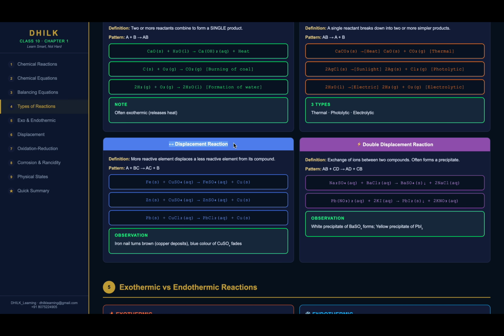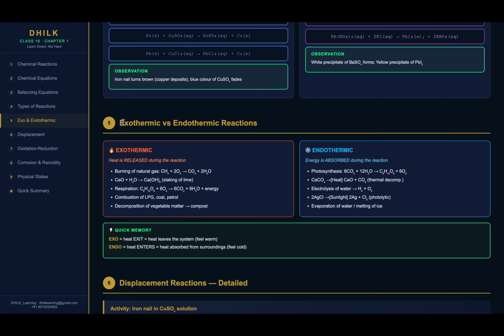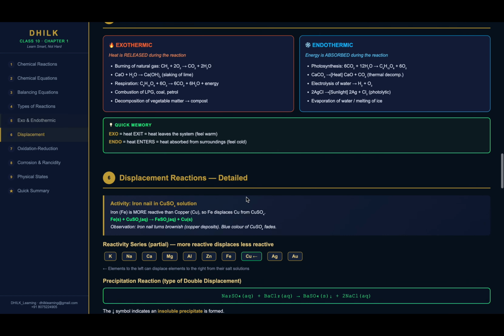A more reactive element displaces the less reactive element, and you have to know about the reactivity series that we discussed. Then in the double displacement reaction, an exchange of ions between two compounds happens and they can form a precipitate, which is represented using the downward arrow. And we discussed exothermic and endothermic reactions. Exo means release of energy and endo means gain of energy.